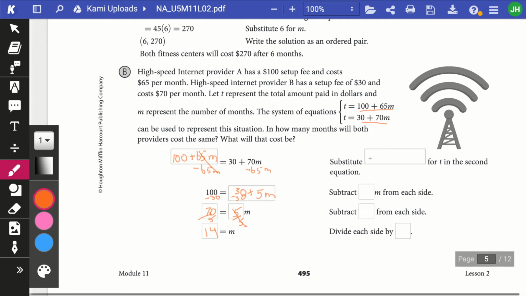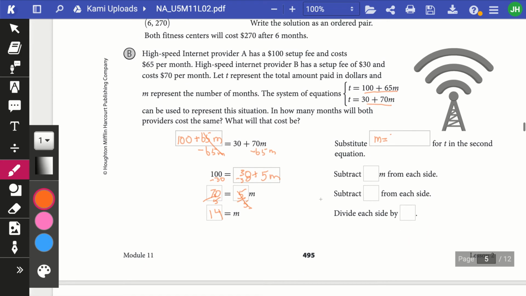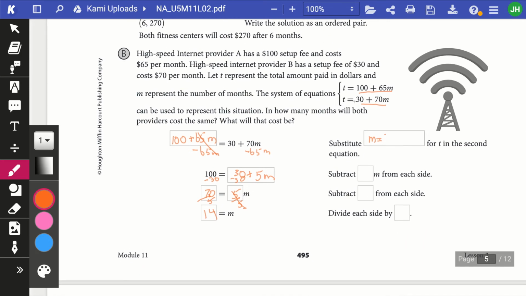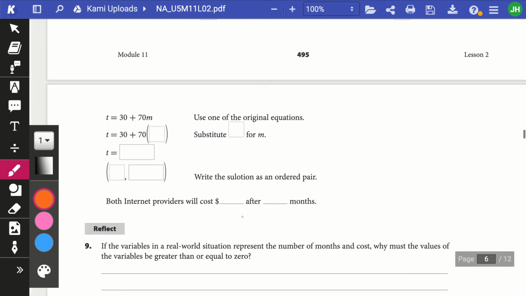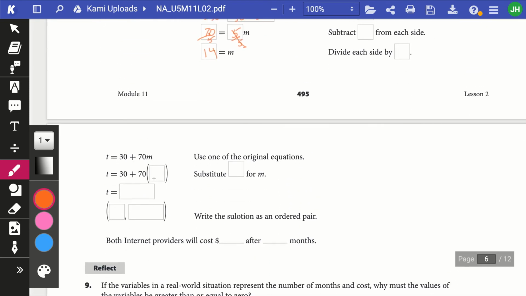So then we're going to substitute. T equals 30 plus 70M. What was M? M was 14. So we are going to put 14 right here. Substitute, using the original equation, 14 for M. So 70 times 14 is 980. T equals 980.